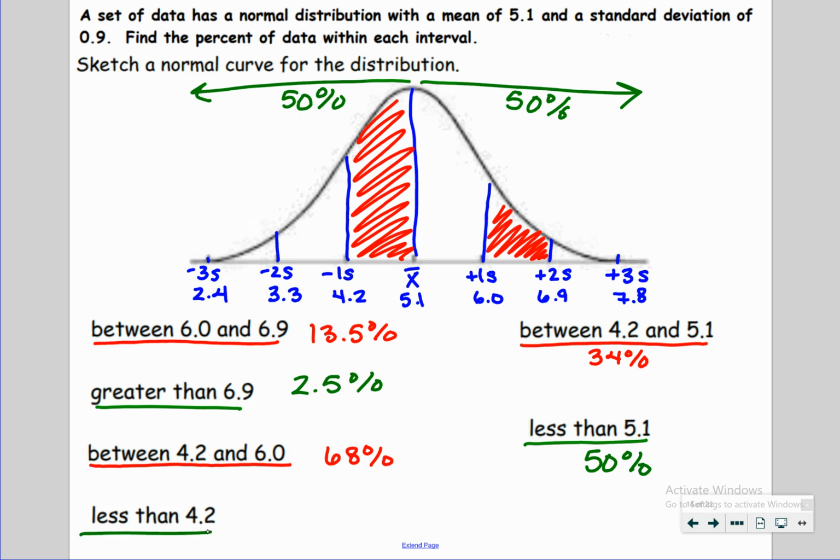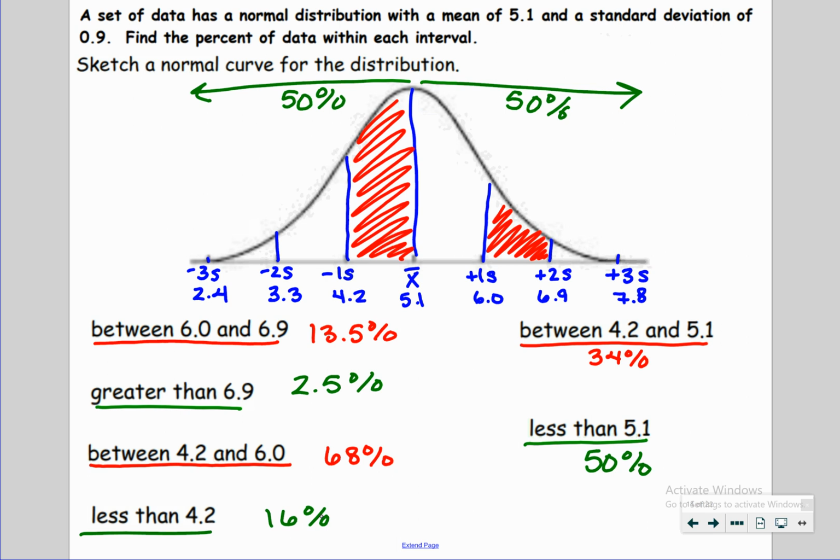Less than 4.2. 16% is correct. So if I were going to do that, I would think, okay, well, I know 50% is to the left of my mean, and I want everything down here, so I'm just going to take out that 34% that I don't want. 50 minus the 34 is going to give me a 16 pretty quickly.